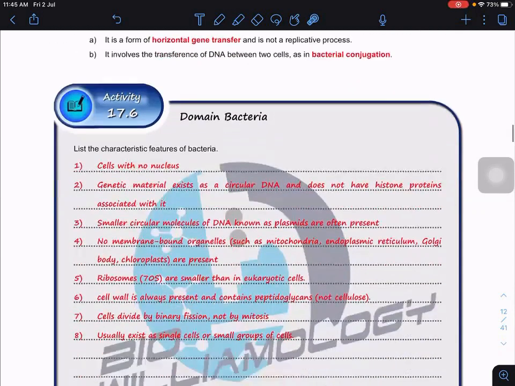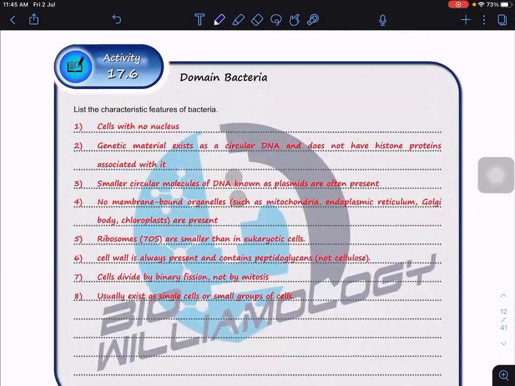So in our syllabus, this is the part highlighted, guys. If a question asks you to list or outline the characteristic features of the bacteria, these are the items that we add in. Cells with no nucleus, genetic material is circular DNA. So they don't have the histone protein associated with it. Sometimes we also call it naked DNA.